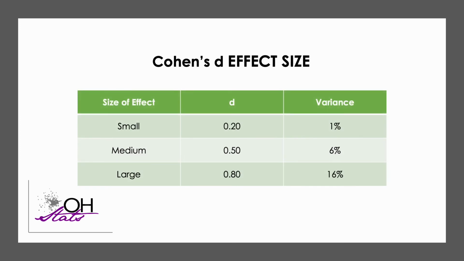The Cohen's D effect size can also be small, medium, or large. For example, an effect size of 0.20 is small and explains 1% of the total variance. An effect size of 0.50 is medium and explains 6% of the total variance. And an effect size of 0.80 is large and explains 16% of the total variance.